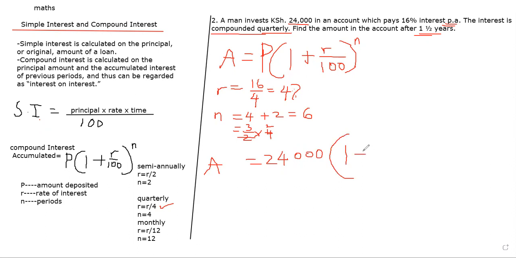1 plus R. What is R? R is 4%. I'm not using 16 because in a year it's getting 4, 4, 4, 4. For it to total to 16%, it equals 16% per year. So after every 3 months, it's getting that. So that is 4%, raised to period 6. That will be equal to cash.